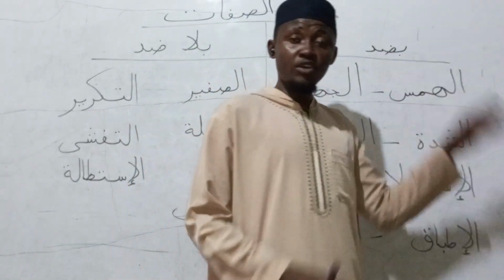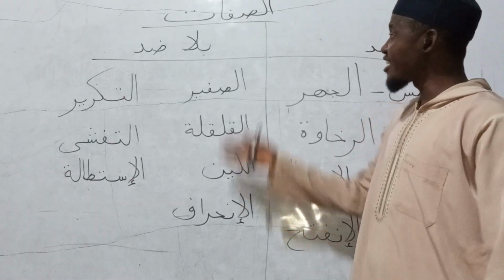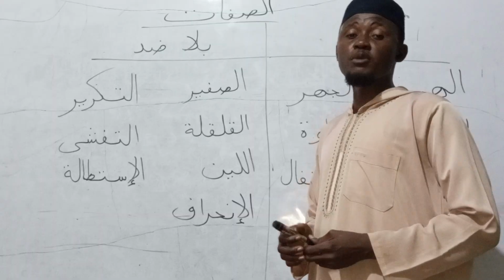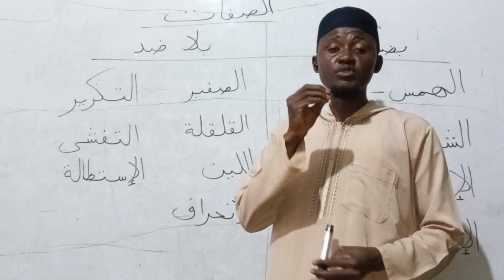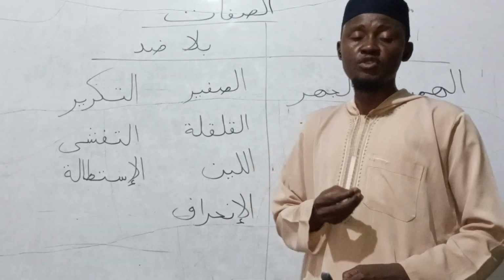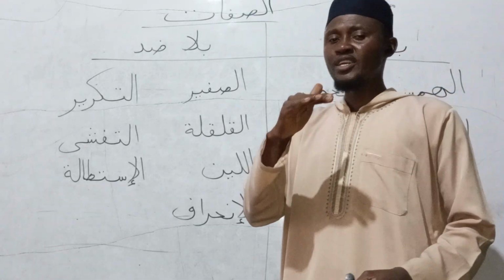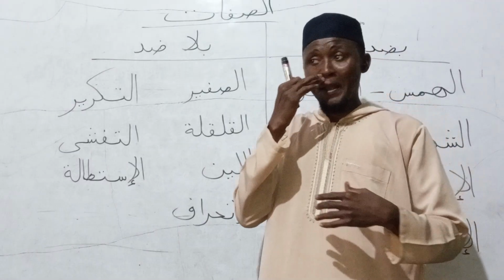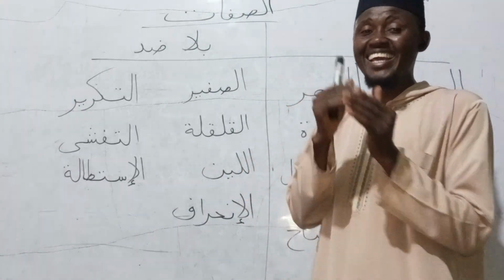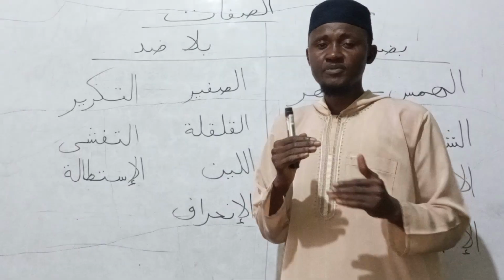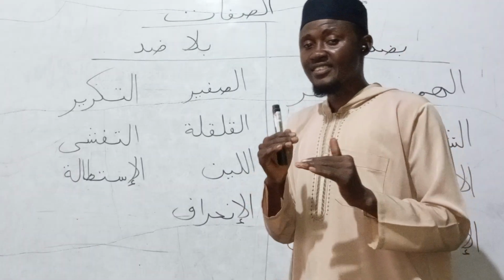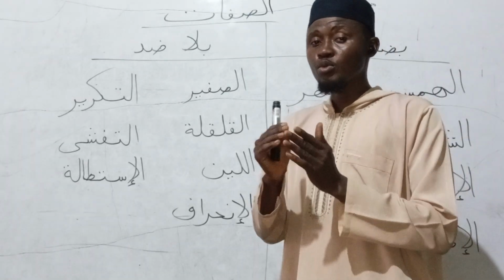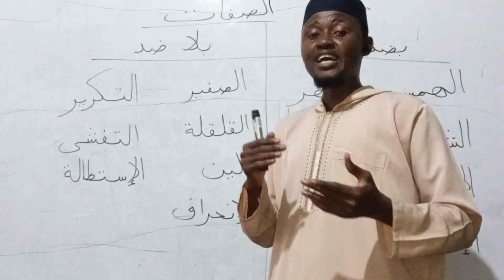Now that is for the attributes with opposites. Now let's go to the attributes without opposites. The first one is as-safir. If you remember, the letters that have this attribute of as-safir are sin, sad, and zay. In the explanation, we likened the sound of sin to the hissing of a snake, that of sad to the whistling of a sparrow, and zay to the buzz of a bee.